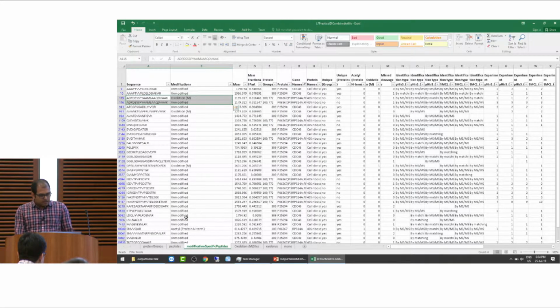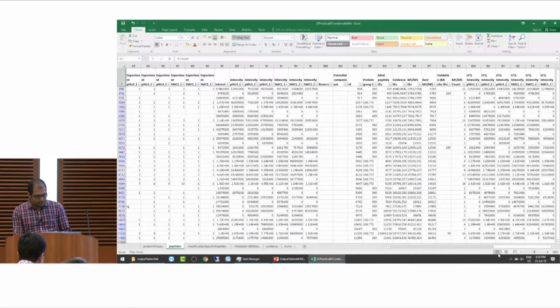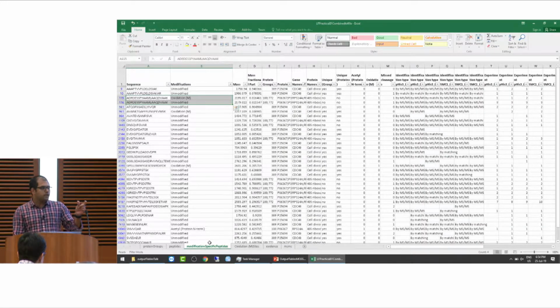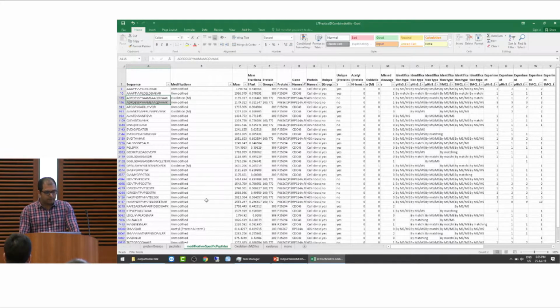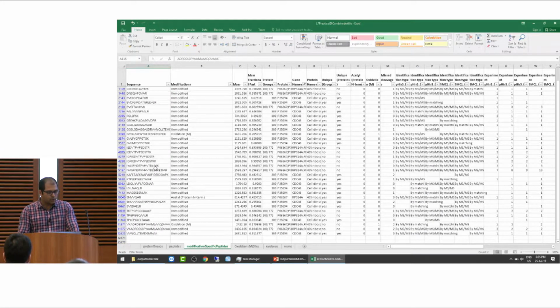Good. Then we can have some peptides that are unique in sequence, but maybe not unique in terms of mass, because it was identified as oxidized and also as unmodified. For example, this particular peptide is exactly the same in terms of sequence, but it was identified both as oxidized and unmodified version. So then this is also listed. So that is these modification specific peptides. And for all the peptides, if there are multiple versions of the same sequence, you will have information in this.